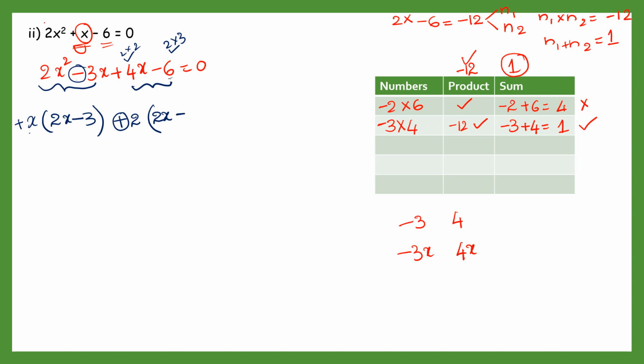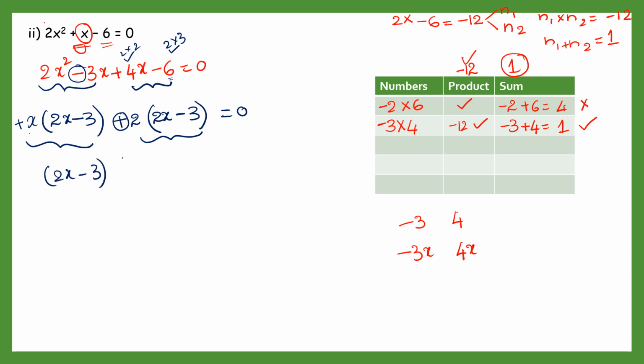Next, here you have 6. 2 into 3 is 6. So you will have 3 here. This is equal to 0. Now this is one term and this is another term. What is common in both? 2x minus 3 is common.